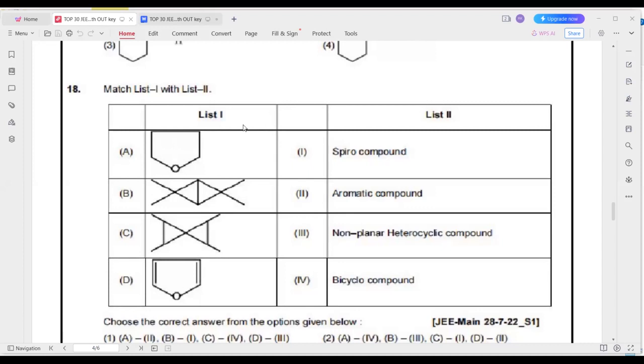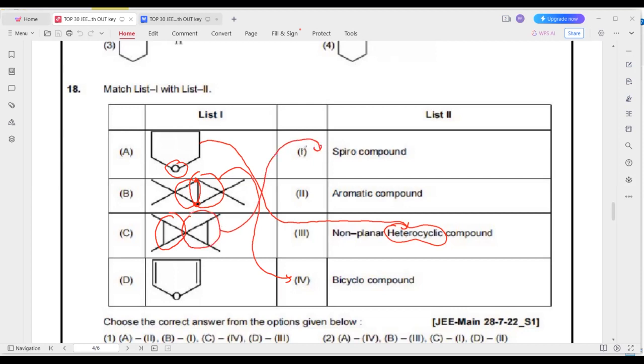Next question is about the classification of the compound. Here, this compound contains oxygen in between, and there is no pi bond, so there is no chance of an aromatic compound. When one of the corners is occupied by an atom other than carbon, it is called a heterocyclic compound. When two rings are joined by two common carbons, such compounds are called bicyclo compounds. But when two triangles are joined by one common carbon, such compounds are called spiro compounds.